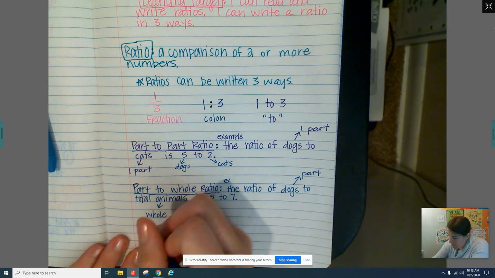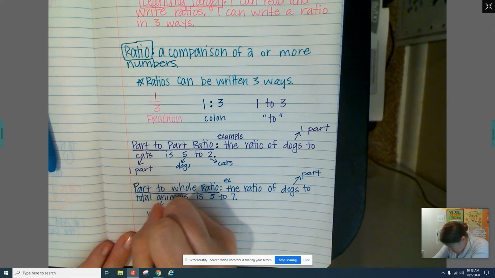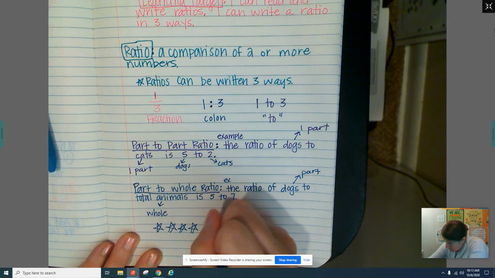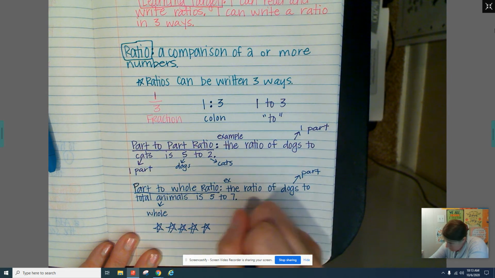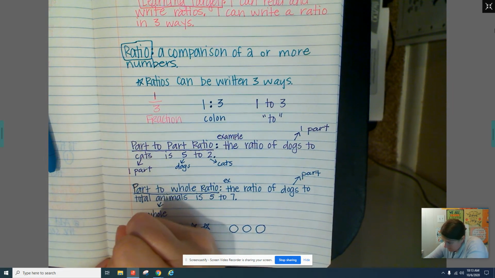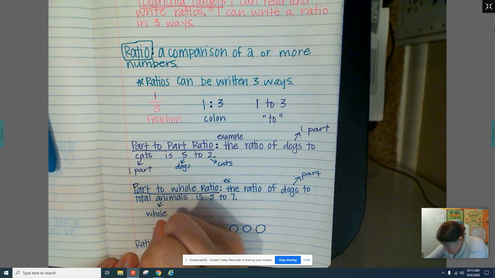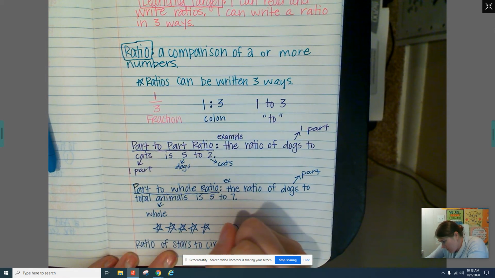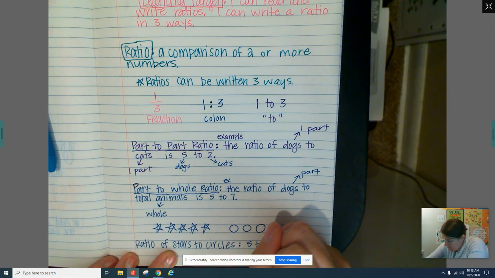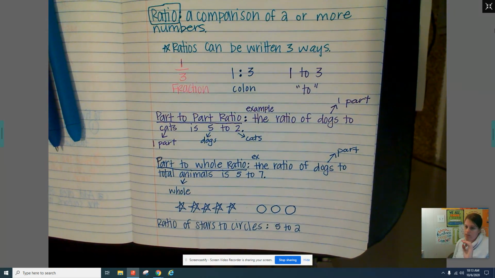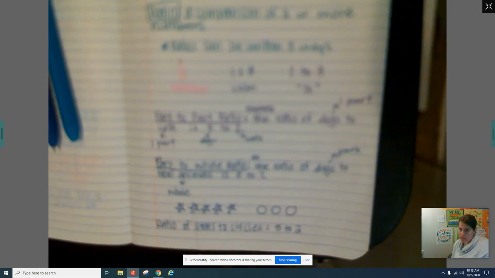So let's do one more example at the bottom of our page. Why don't we draw 5 stars and then maybe draw 3 circles. So we can say the ratio of stars to circles is 5 to 2. And you can write it any way. I'm writing it with the word to. You can write it as a fraction. You can write it with the colon. I just happen to be using the word to.